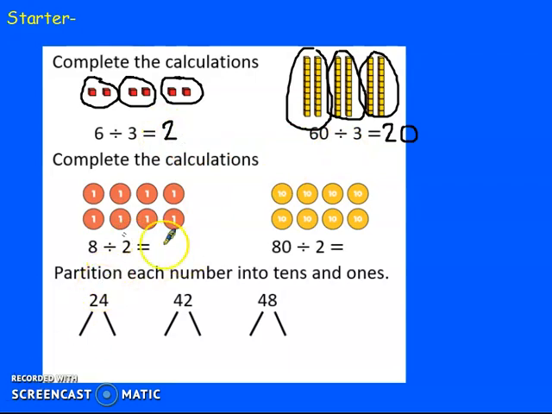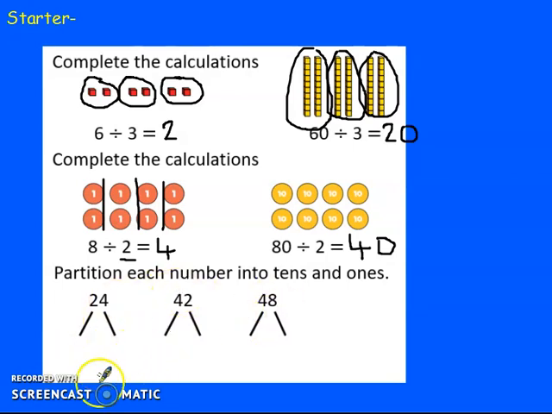The next question is very similar to the top one. So we have 8 counters and we're dividing them into 2 groups, or groups of 2. There we go, and it equals 4. So because of that, we know that the next one will equal 40. And also when we're dividing by 2, remember that that is the same as halving. When we times by 2, that is the same as doubling.